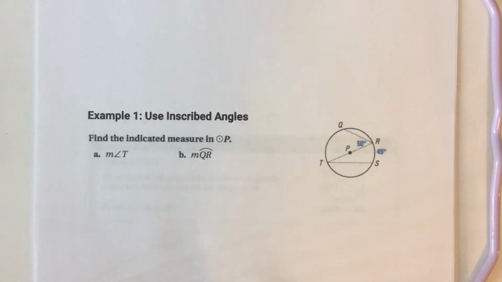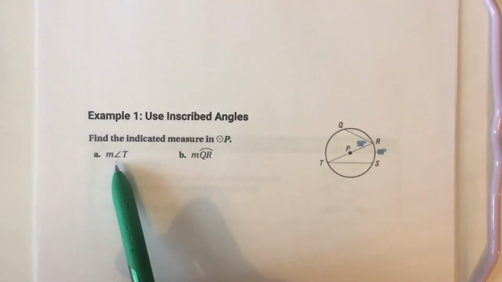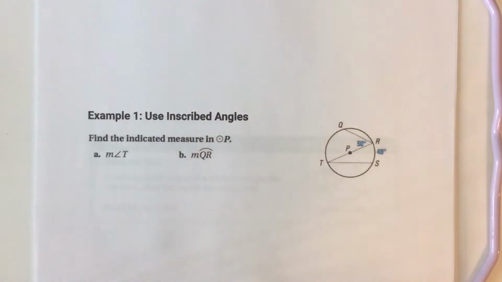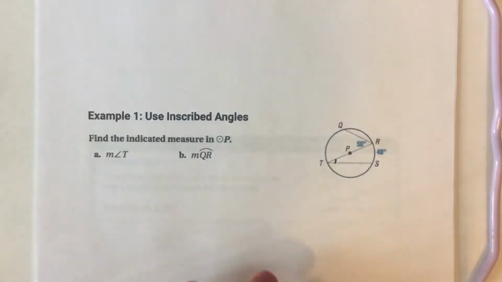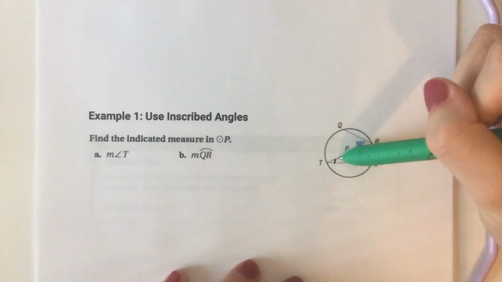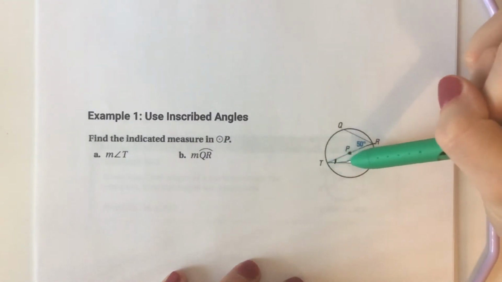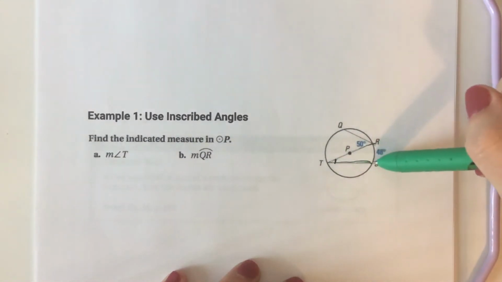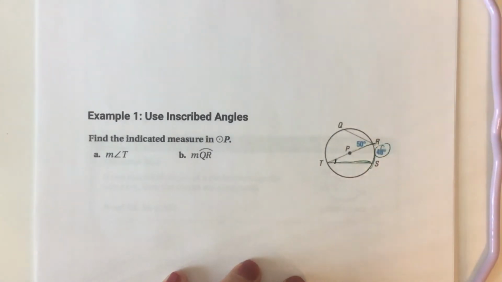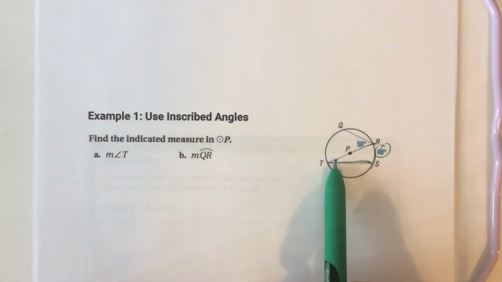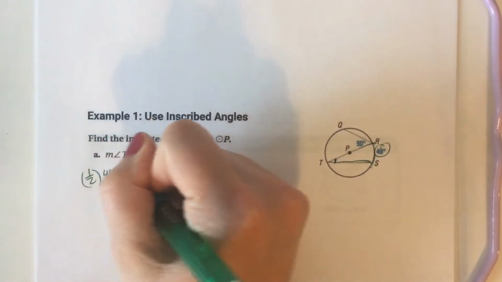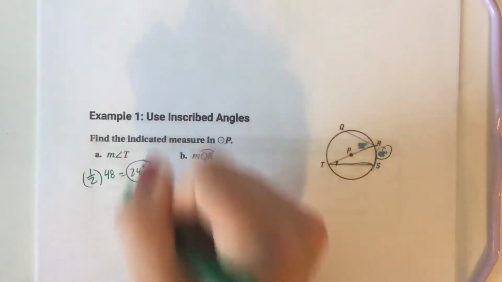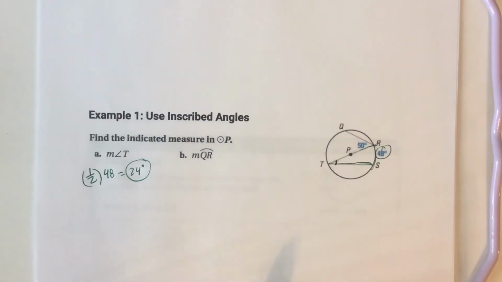Find the indicated measure in circle P. The first thing they want us to find is the measure of angle T. They're talking about this angle right here because that's our inscribed angle. If we extend the sides of the angle to see where the intercepted arc is, it's the arc between R and S, which is 48. So the measure of angle T is going to be half of that. 1/2 of 48 is 24. We can think of it as dividing by 2, or multiplying by 1/2.